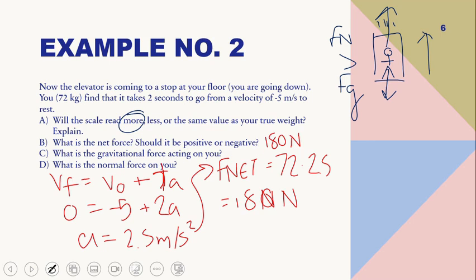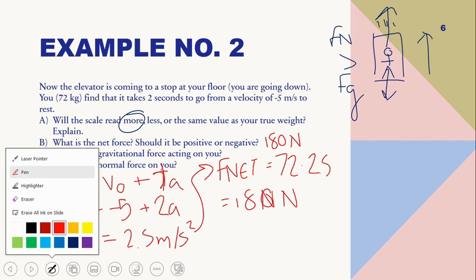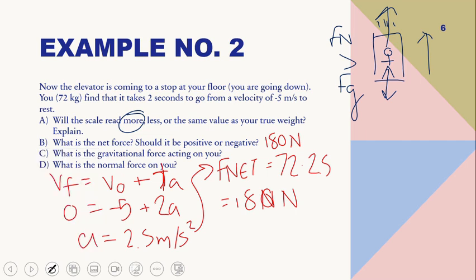And for part C, they're asking us what the gravitational force acting on you is. Well, the gravitational force is always equal to your mass times the acceleration of gravity. And since you haven't dropped mass or moved to a different planet since the last example, the gravitational force is still negative 720 newtons. Don't know if you can read that.